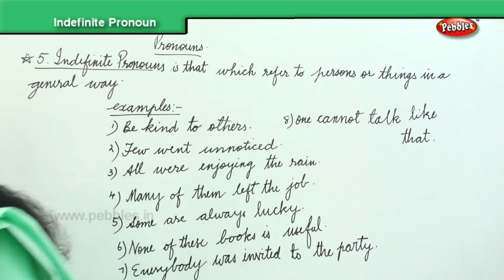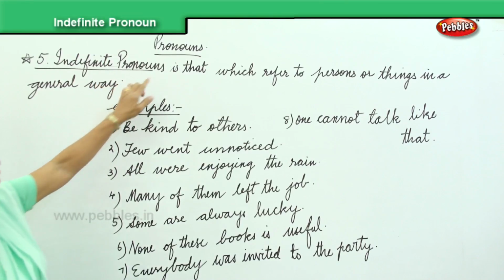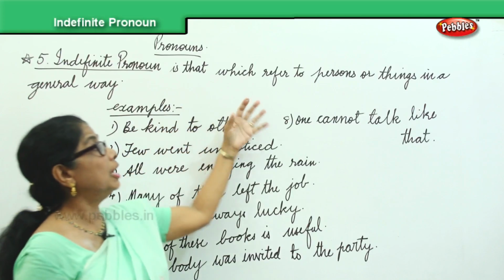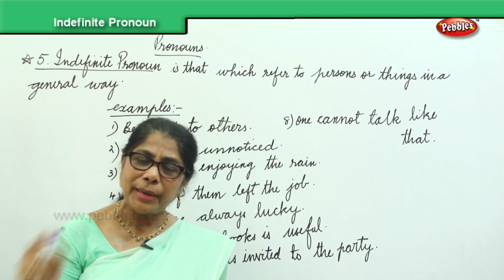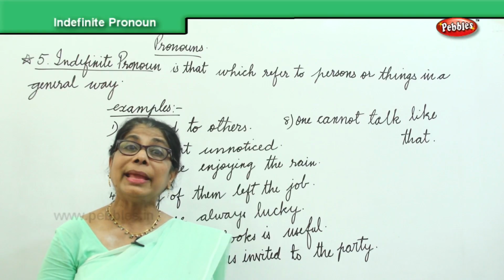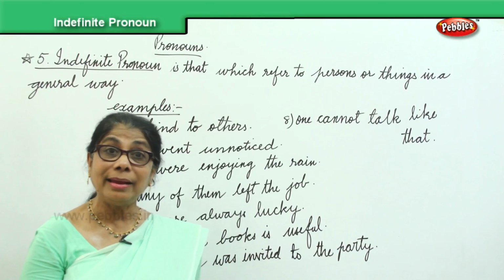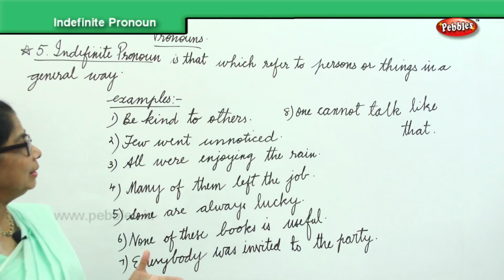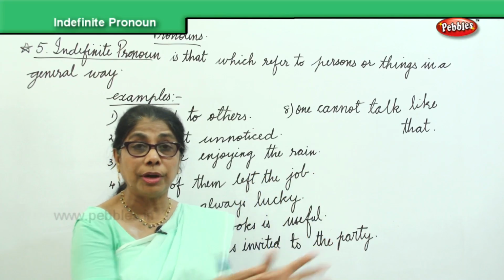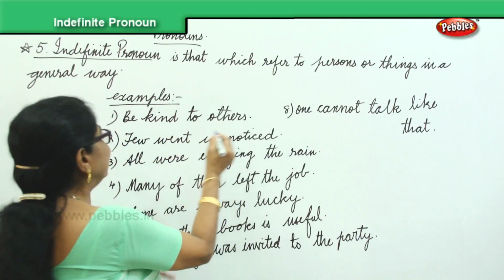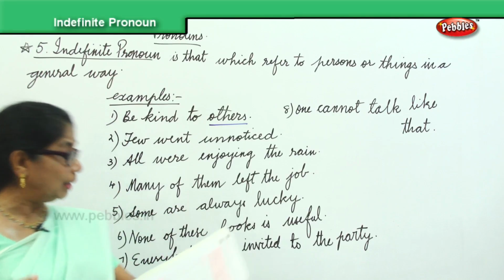Okay, now, what is an indefinite pronoun? An indefinite pronoun is that which refers to persons or things in a very general way, very casual way. You're not pinpointing anybody. You're talking in general. You're not talking about anybody particular. Okay, you can have the test any day. You can write anything you want. So, no specifying. Now, look at this. Be kind to others. We're not saying be kind to children or be kind to parents. No. Be kind. We are gently saying others. That others can be anybody. We're not naming.